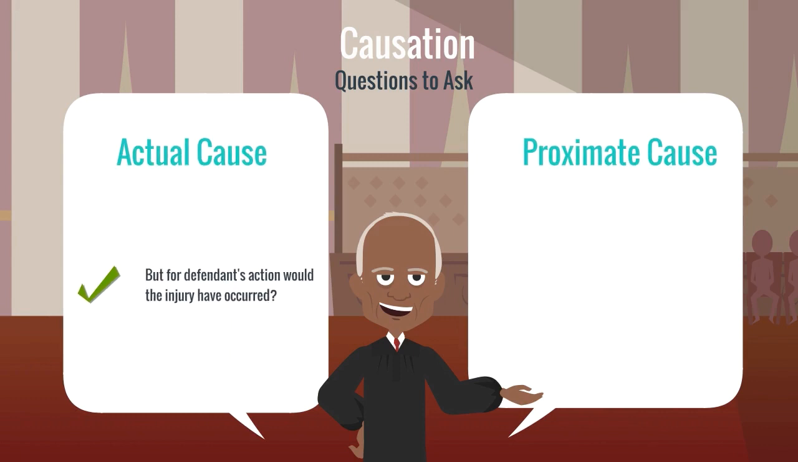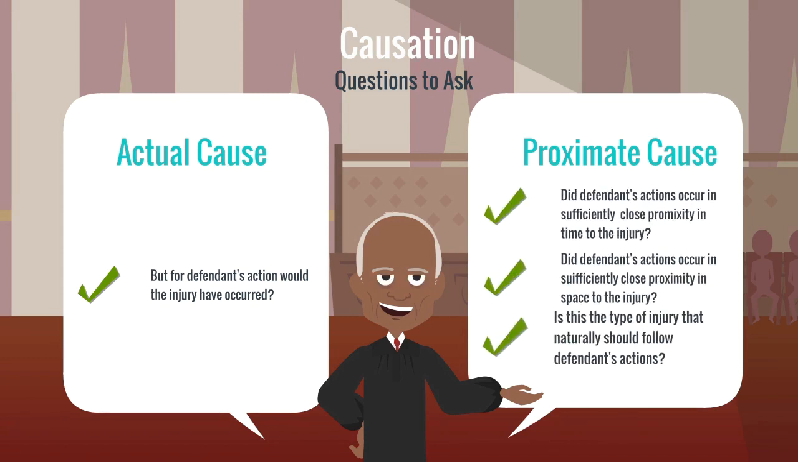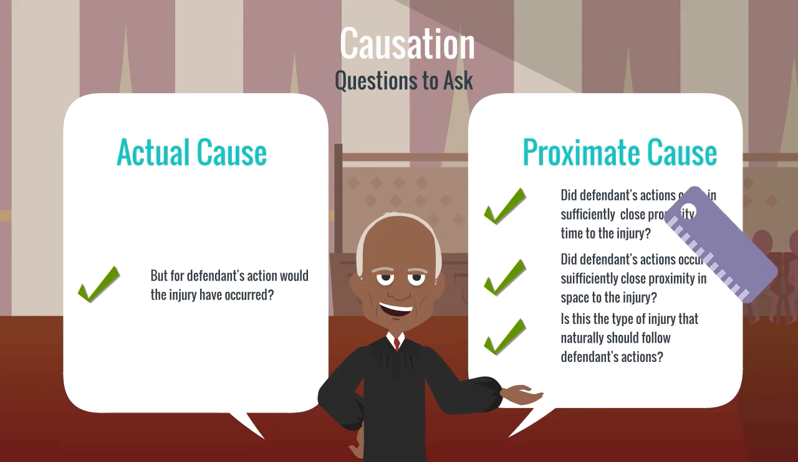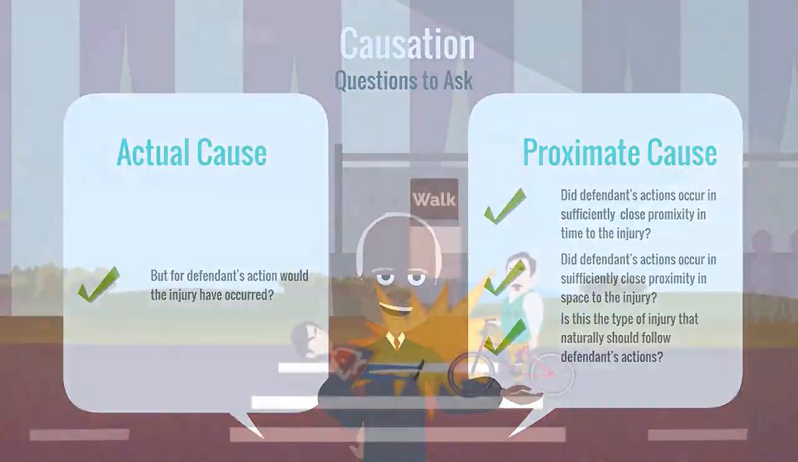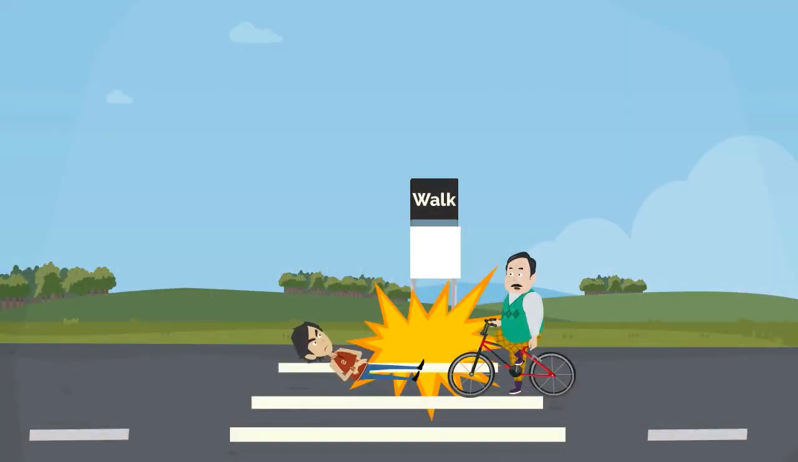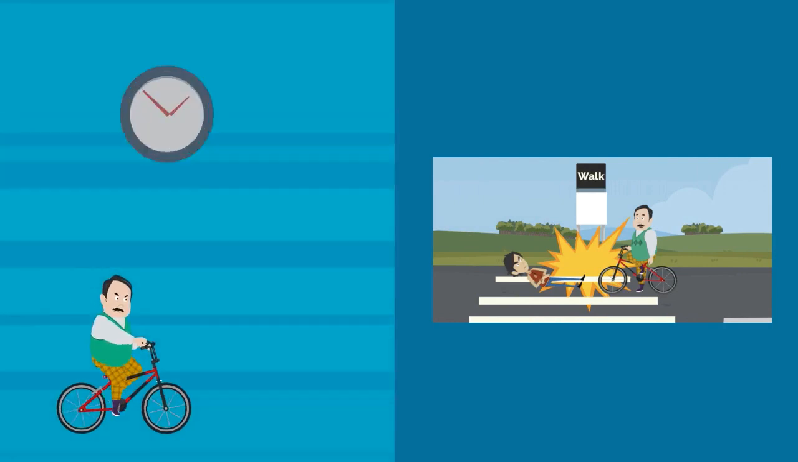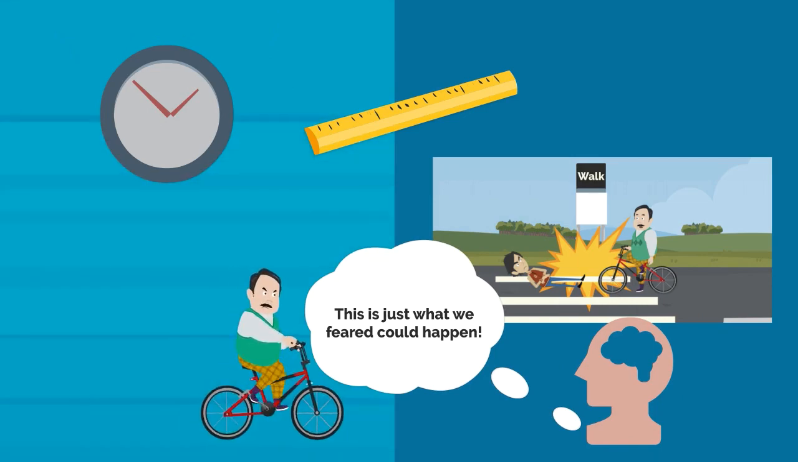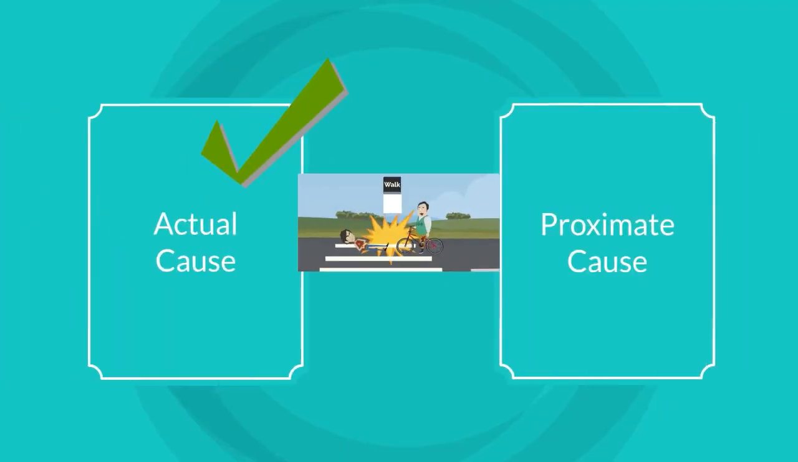For actual cause, we asked whether, but for defendant's action, the injury would have occurred. However, for proximate cause, we need to know whether defendant's actions were sufficiently close in time or sufficiently close in space to the injury. Also, is this the type of injury we would expect to result from defendant's wrongful action? And here, yes, Dudley cycling too fast through the crosswalk and hitting Pete all happened in close proximity in time and space. And it is just the sort of injury we would expect from Dudley's carelessness when he rode too fast. So it seems fair to say that Dudley's actions were both the actual and proximate causes of Pete's injuries.